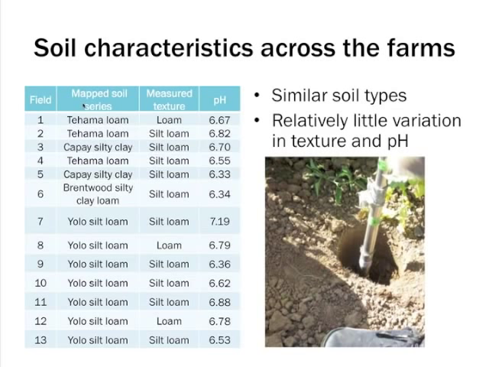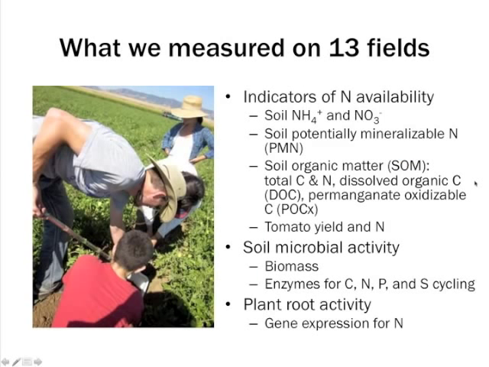And all of these soils are alluvial soils that are highly rated for agricultural production. The measured texture in the top 15 centimeters, or about the top 6 inches, was very similar, all silt loams and loams. And the pH was between 6 and 7 on most of the fields. So overall, there was relatively little variation in texture and pH.